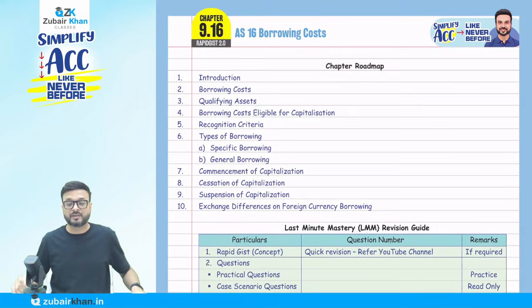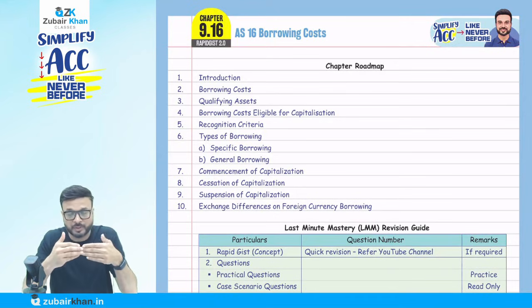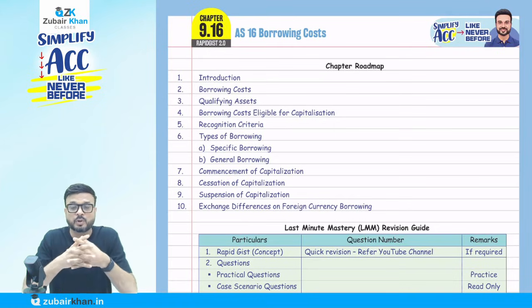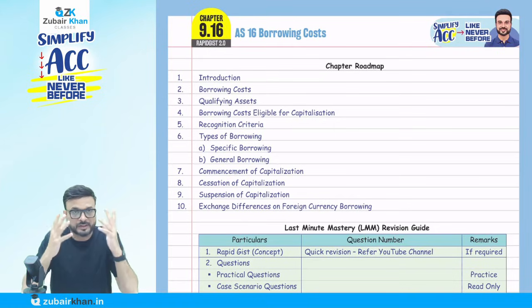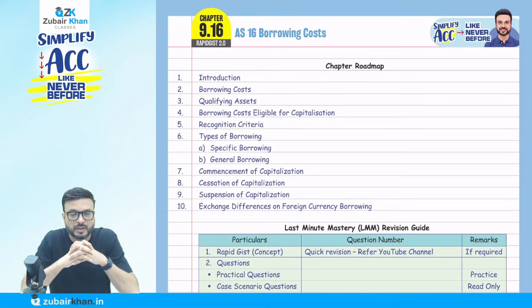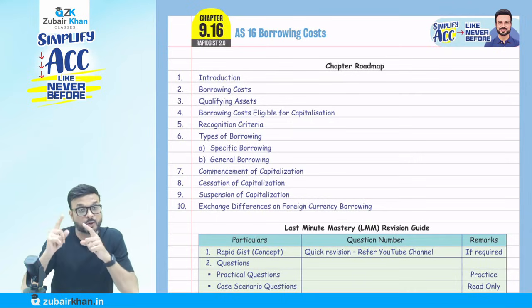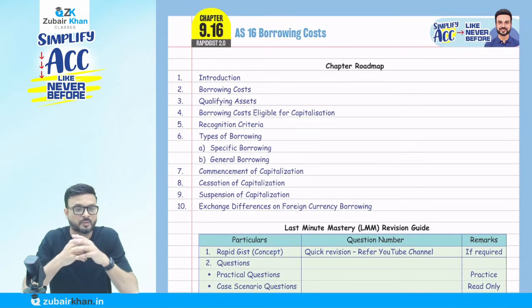Now understand this one. What is the concept of borrowing cost? What should be the treatment of interest? Suppose you took a loan from the bank for the construction of a building. The loan is for 10 years, but you have completed the construction in just 3 years. Should we charge the interest to the P&L account, or should we add it to the cost of the building? You might say, sir, interest is an expense, it should be taken to the P&L account only. No, not always.